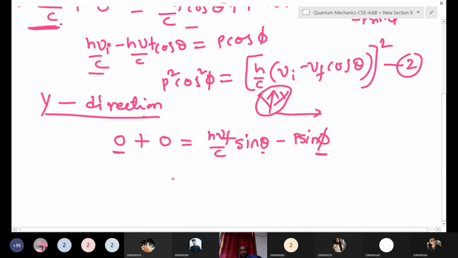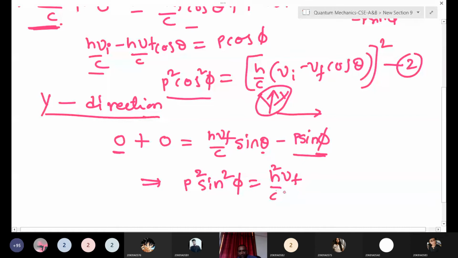Okay, theta and phi. From this expression, in the second expression we have p square cos square phi, so here also you can square it. Then we can add the momentum along the x direction and the momentum along the y direction, sum up, and we will get the resultant momentum. So I am squaring directly: p square sine square phi is equal to h square by c square, nu f square sine square theta. This is expression 3.